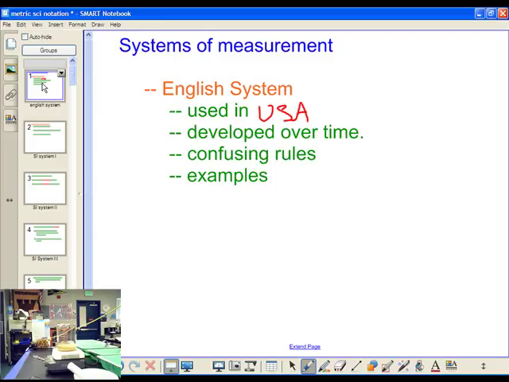The English system was developed over time, with different measurements and confusing rules. How many of you have ever tried to think, how many ounces in a gallon? And you're thinking, how many pints and cups and quarts? It gets very confusing.